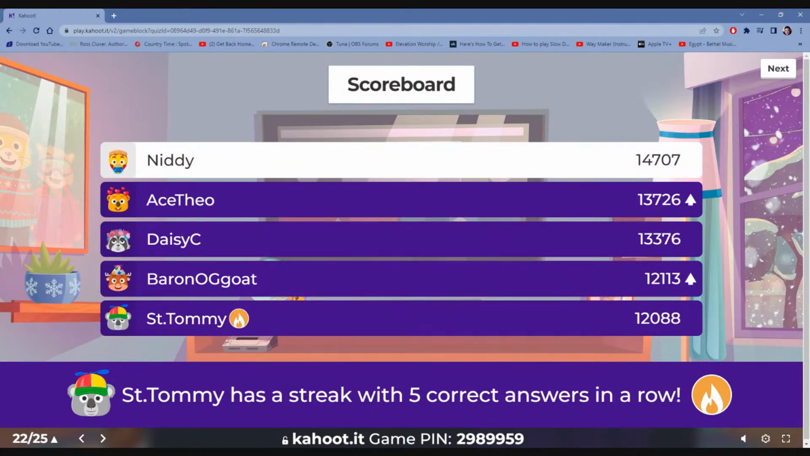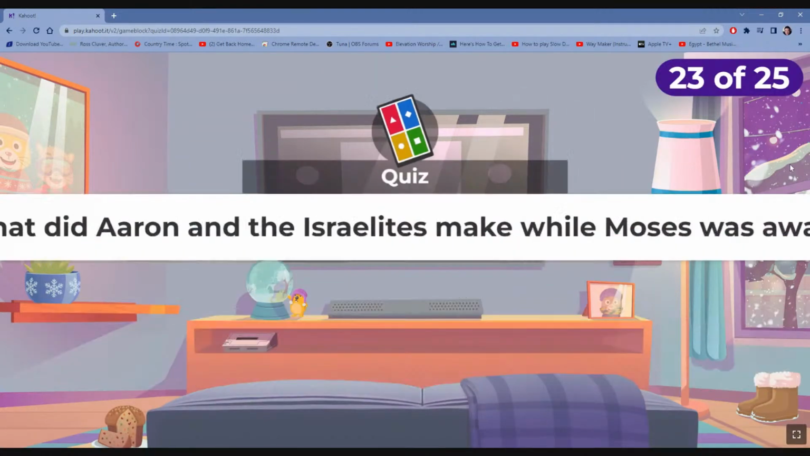And Ace Theo pops up there. Daisy's still sticking around there. I think, Daisy, if you got that one right, you had a good shot. Let's see. We've got two or three more to go. 23 or 25 is three, I guess.